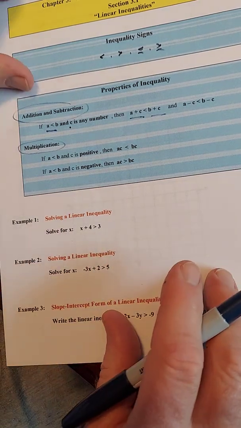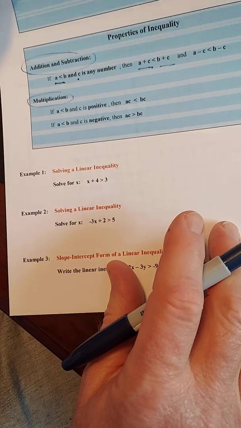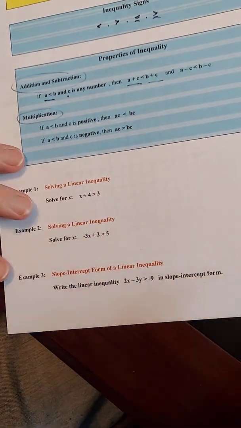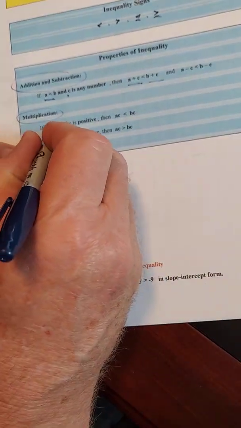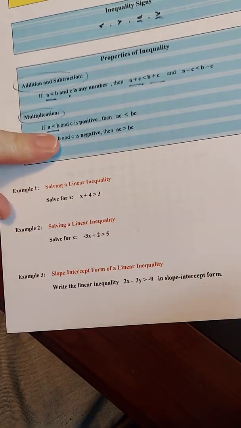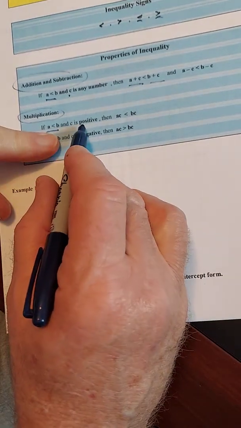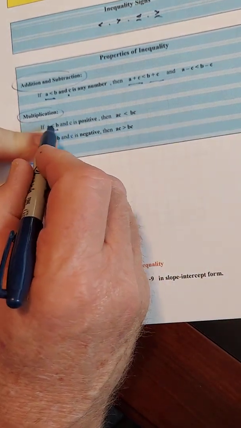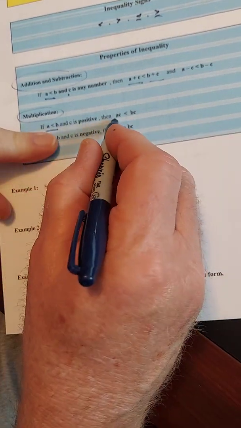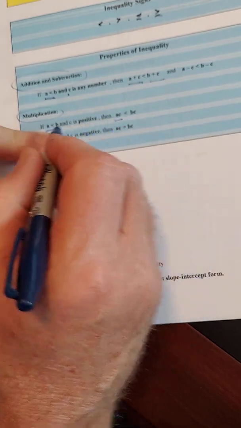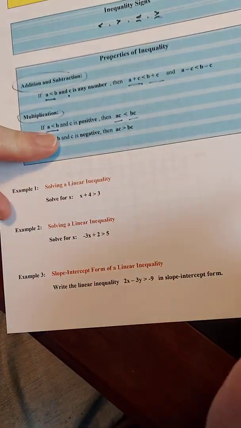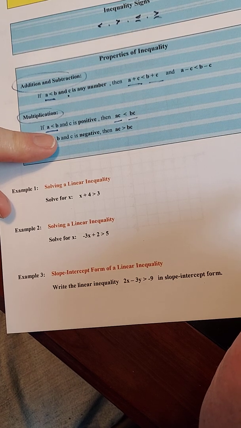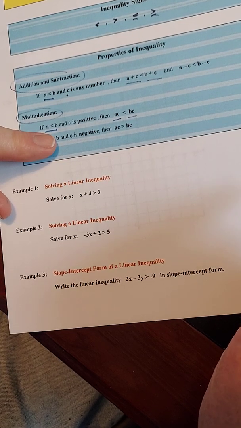So now let's go to multiplication, and I should say, and division. I said that a second ago. But let's do the same thing. Let's say I had A less than B, and C is some positive number. Then I can multiply both sides by C. So AC would be less than BC. All I did was take C times each side. Okay, still nothing has changed from what you had when you had an equation.